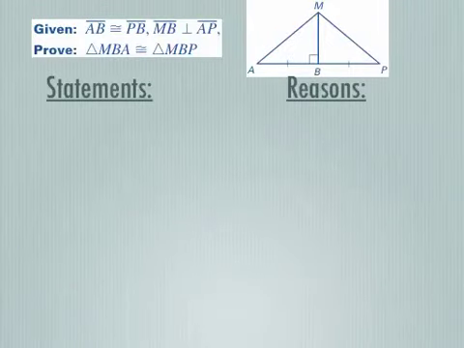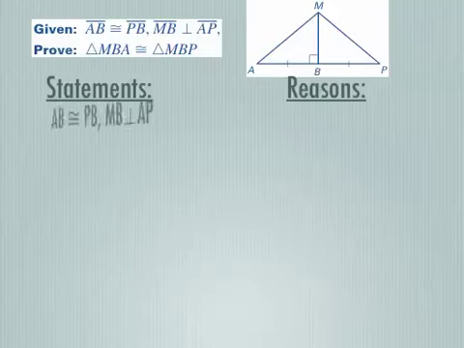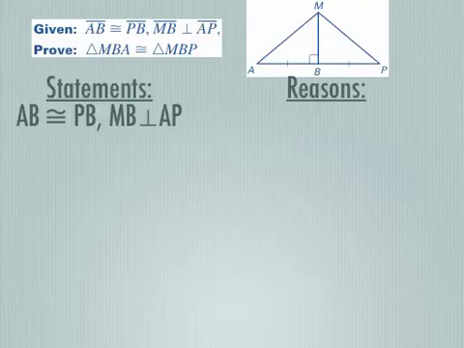In this next example, we are given that segment AB is congruent to segment PB, and that segment MB is perpendicular to segment AP. They're asking us to prove that triangle MBA is congruent to triangle MBP. Remember, we start our two-column proof with our givens, so go ahead and write that AB is congruent to PB and that MB is perpendicular to AP, and the reason is that they are given.